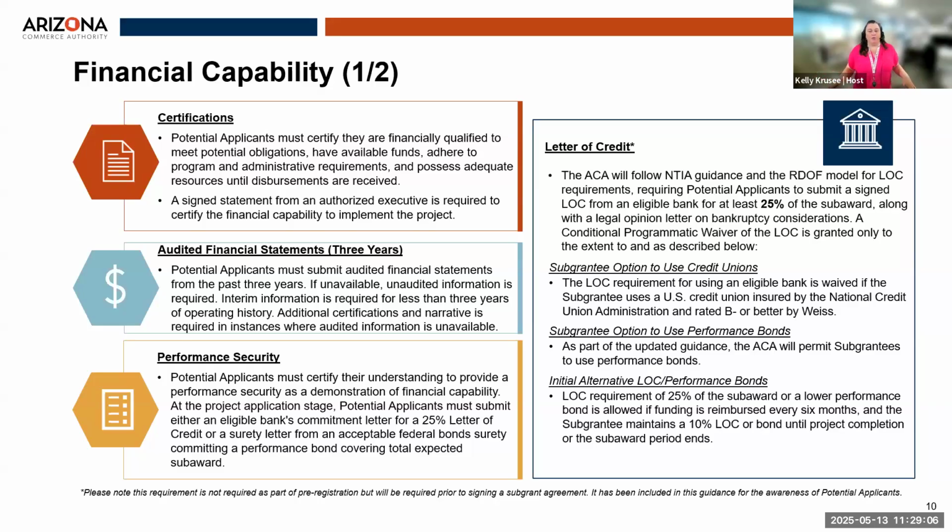So this is where you, as a tribe, or as an entity applying on behalf of a tribe, need to demonstrate the financial capability. And this is either through a letter of credit or a surety letter. So if you look on the right side, we've got the letter of credit. And there are 3 ways that you can meet that letter of credit, and that's through your credit unions, a performance bond, or a combined letter of credit performance bond.